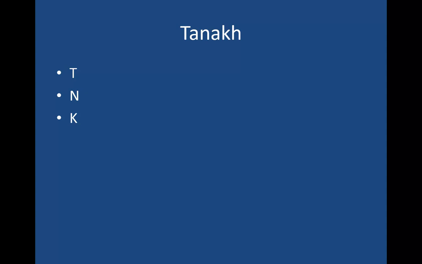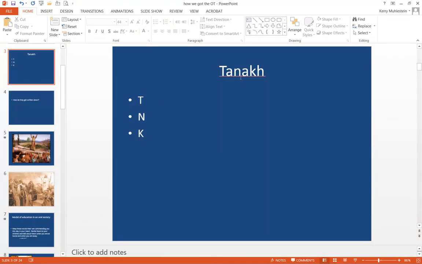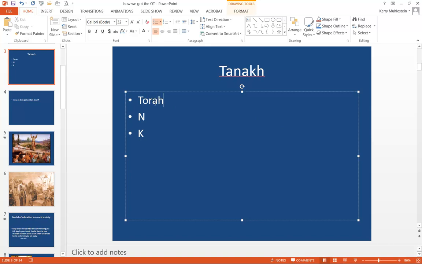In order to really understand this, let's look at what the Hebrew Bible consists of. In Hebrew, it's called the Tanakh, and that comes from the consonants, the T, the N, and the Ch. That stands for the Torah, which is the law, or the first 5 books of Moses.